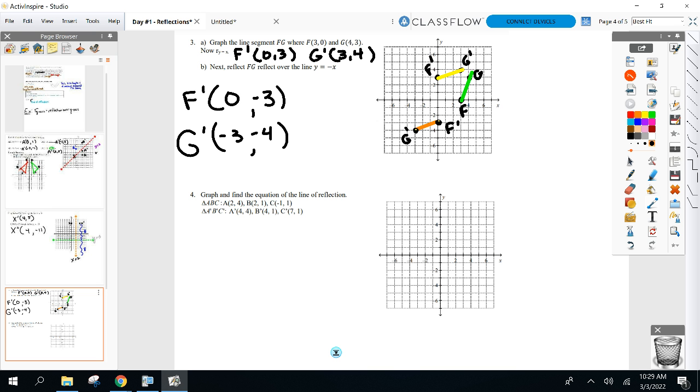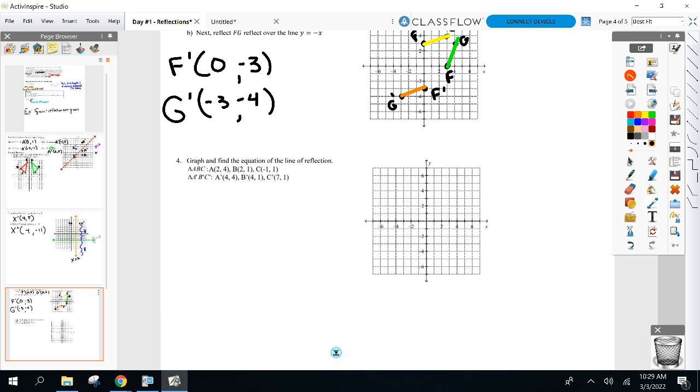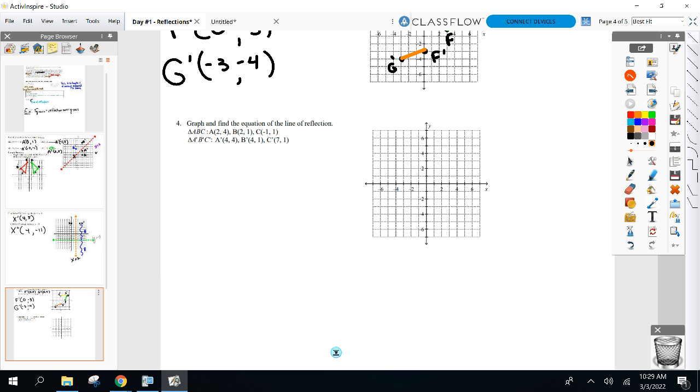Before we get to the compass work, you find the line of reflection now. Here's triangle ABC. Here's triangle A prime, B prime, C prime. Graph both of them. Look at your graph and figure out where the line you would reflect over would be, and give me the name of that line. You got this.